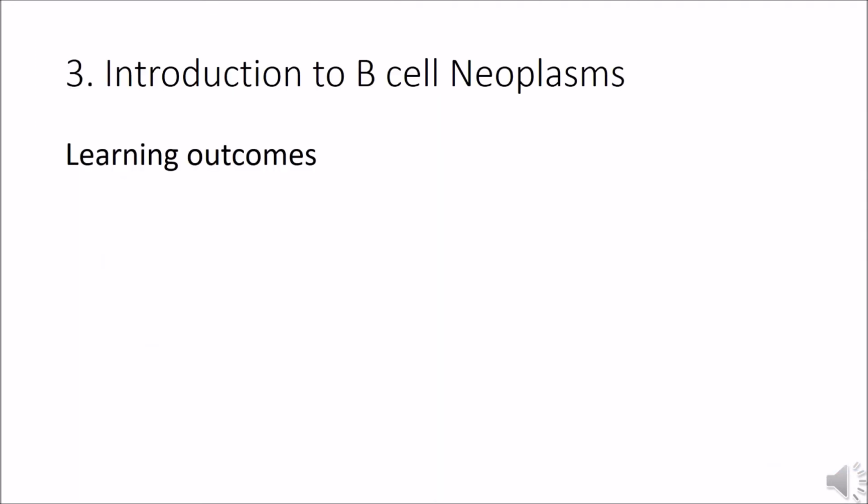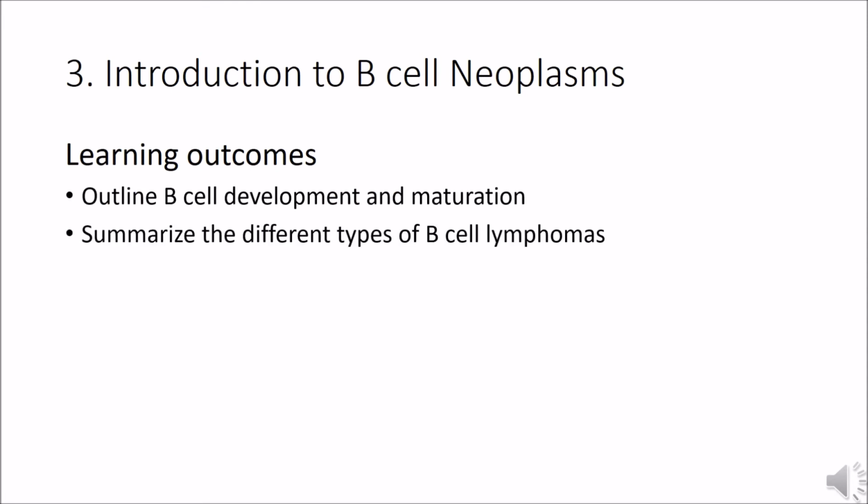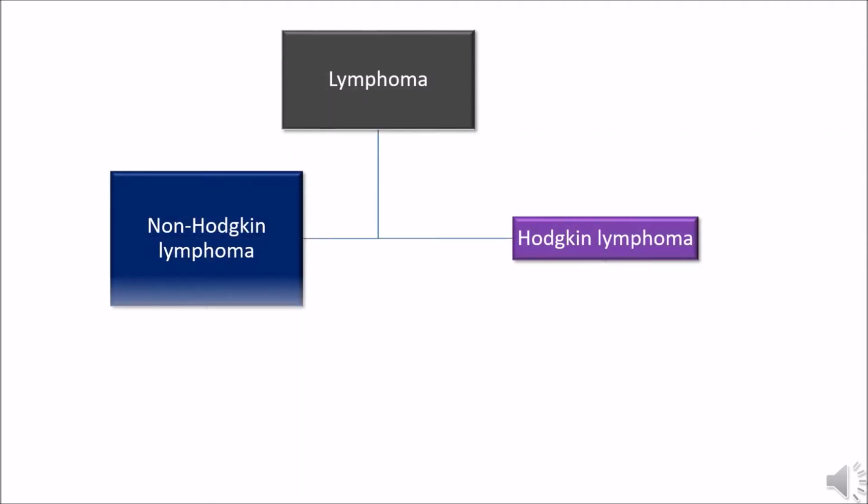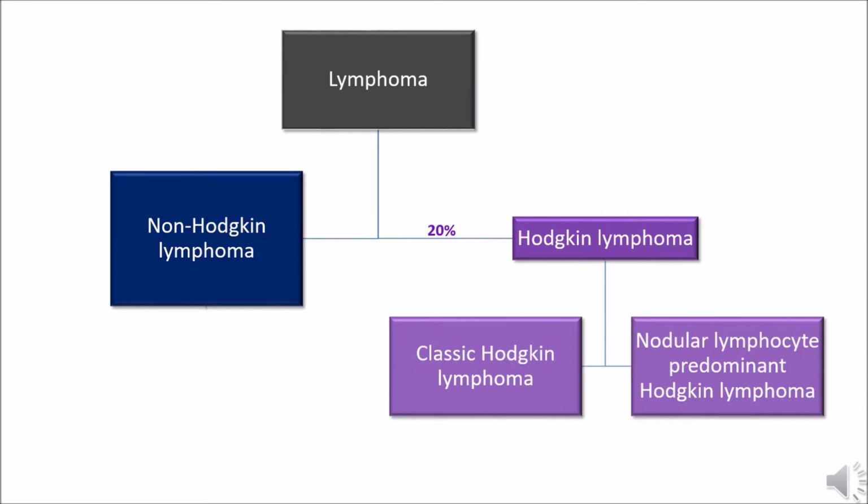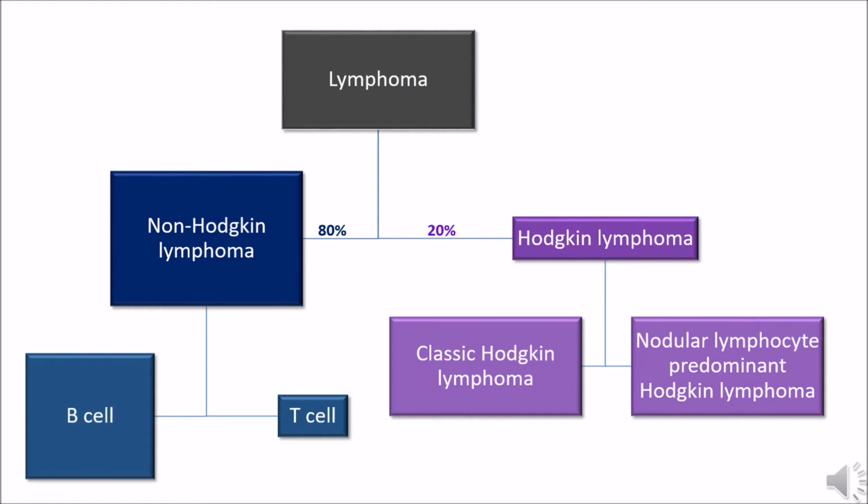By the end of this section, you will be able to outline B-cell development and maturation and summarize the different types of B-cell lymphomas. Lymphomas have historically been divided into Hodgkin and non-Hodgkin lymphomas. Hodgkin lymphomas account for approximately 20% of all lymphomas. Non-Hodgkin lymphomas account for the remaining 80%. These non-Hodgkin lymphomas are further divided into B-cell and T-cell neoplasms, with B-cell neoplasms being more common at approximately 85% and T-cell the remaining 15%.